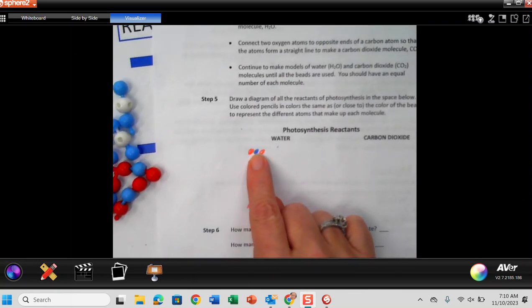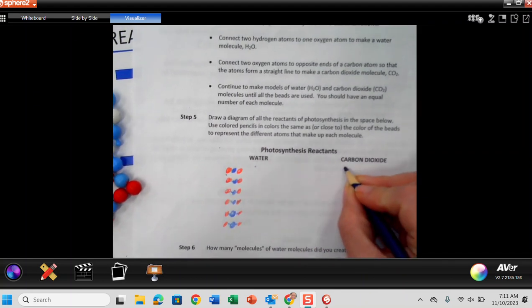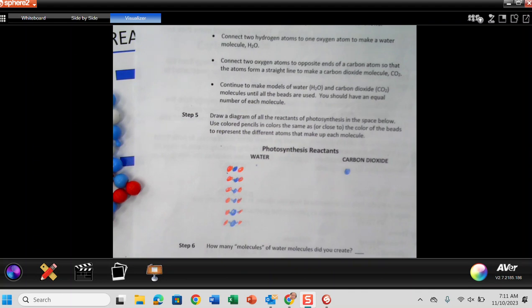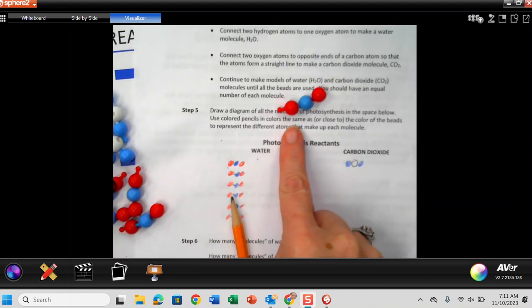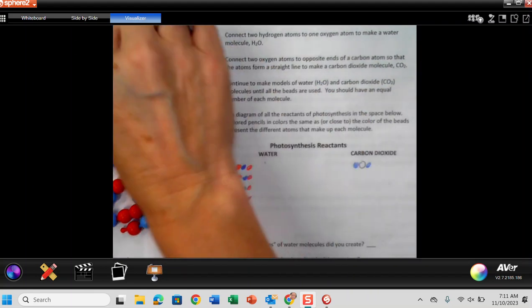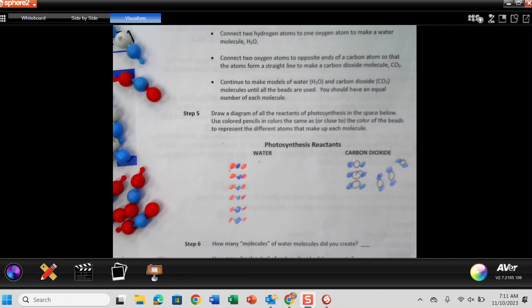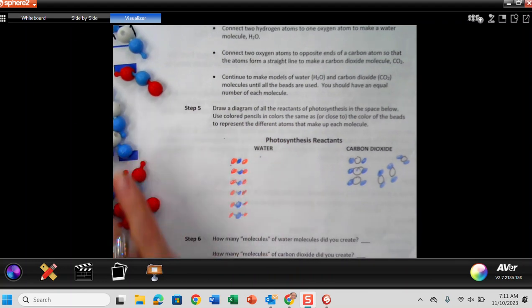So water was red, blue, red, right? It was H2O, so it was 2 H's and 1 O. And then over here, carbon dioxide, I'm going to have blue, white, blue for each one of these carbon dioxides. And if you remember, we had 6 of the red, blue, reds, 6 waters. And we had 6 of the blue, white, blue, 6 carbon dioxides. And with the magic of videography, I now have 6 carbon dioxides. I have 6 waters. I've used all of my atoms.